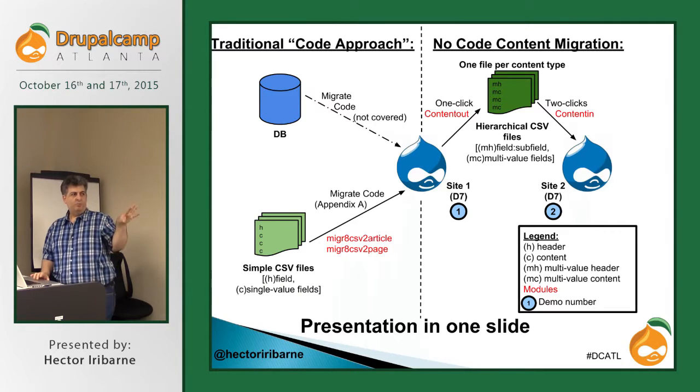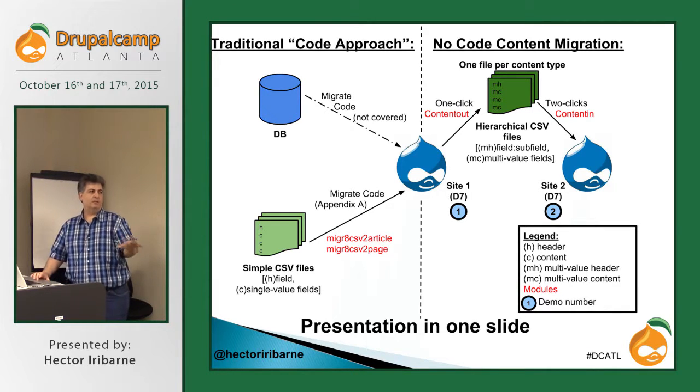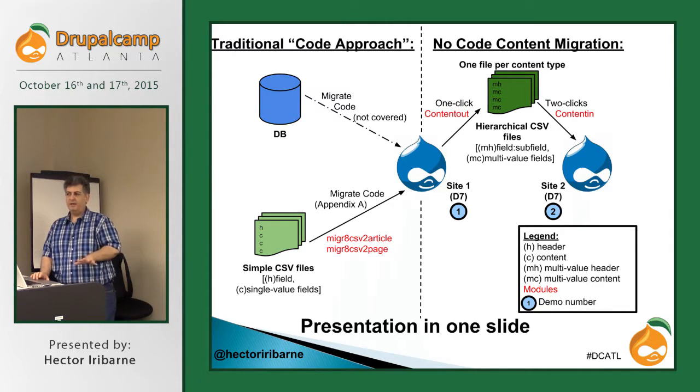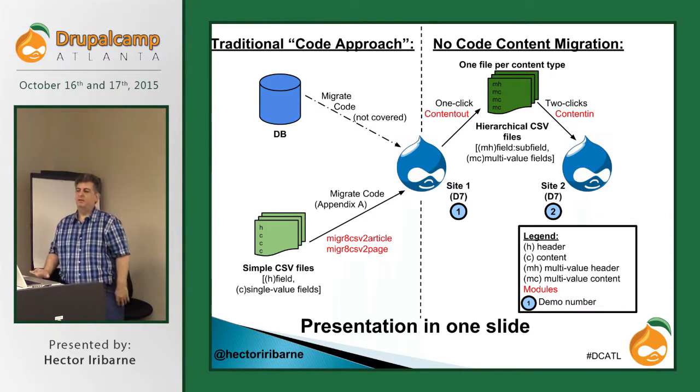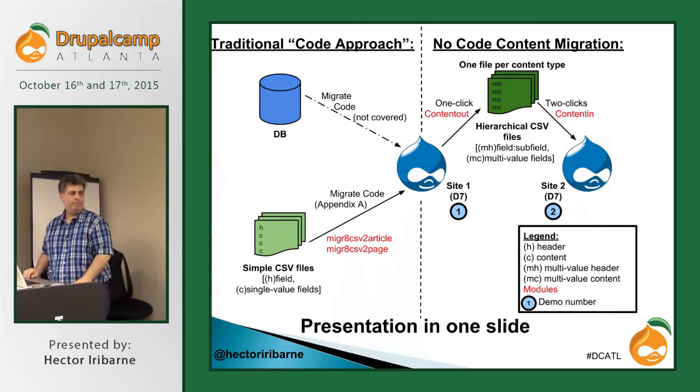So this slide is important because this is what I'm going to be doing. I'm going to have 2 sites. One has content. I'll use the content module to create the CSV files, and then I'll go to the second site that's blank, and with the content module, take that same file and import the content, and it'll be exactly the same. Any questions?